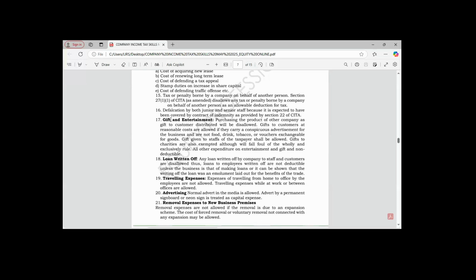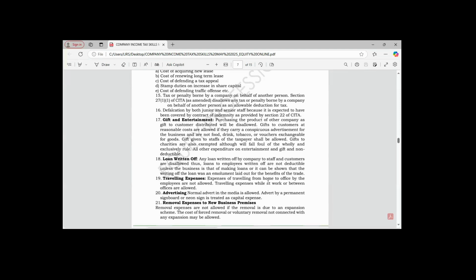Will be disallowed. Loan written off: any form of loan written off by the company will be disallowed. Why? Because the nature of the business of the company is not to give loans, except where the company is a financial institution. It is only a financial institution, because their nature of business is to grant loans. Any loan given and written off will be allowed. But where the company is not a financial institution, any loan written off, whether to a customer or to staff, will be disallowed.